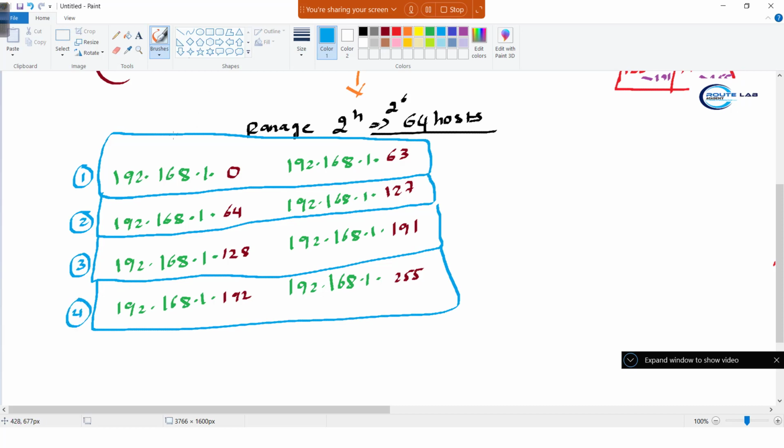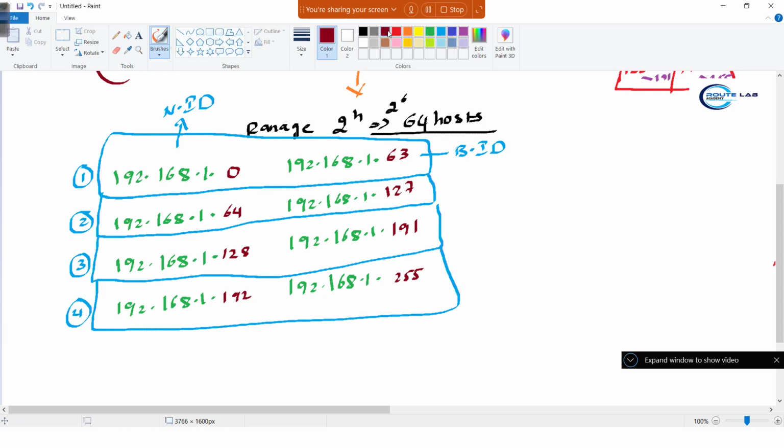So 192.168.1.0 will be your network ID, and 1.63 will be your broadcast ID. Likewise, 1.64 will be the network ID and 1.127 will be the broadcast ID. In the third network, 1.128 becomes the network ID and 1.191 is your broadcast ID. In the fourth network, 1.192 will be your network ID and 1.255 will be your broadcast ID.